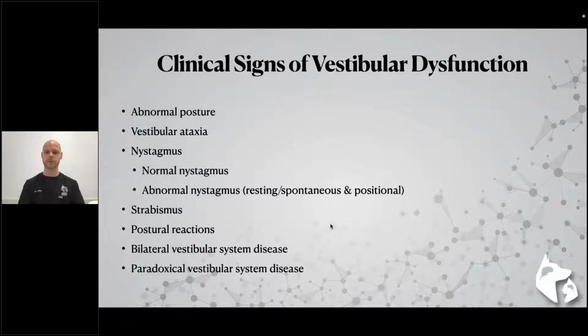You then have strabismus, which again, you can have a resting strabismus, but you can also have a positional strabismus. Strabismus can be a little bit tricky because it is coordinated with your vestibular system, and any strabismus is abnormal. But when you are looking at the strabismus, you have to piece it together with what else you're seeing, because we have other cranial nerves that control the extraocular muscles that can also cause a strabismus. So a strabismus does not always indicate vestibular dysfunction.